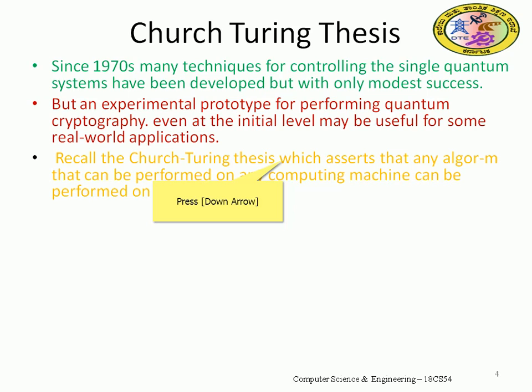Reminding ourselves of the Church-Turing thesis, which declares that any algorithm that can be performed on any computing machine can be performed on a Turing machine also. There are n number of algorithms, simple or complex, that can be performed on any machine, and they can be performed on a Turing machine also.